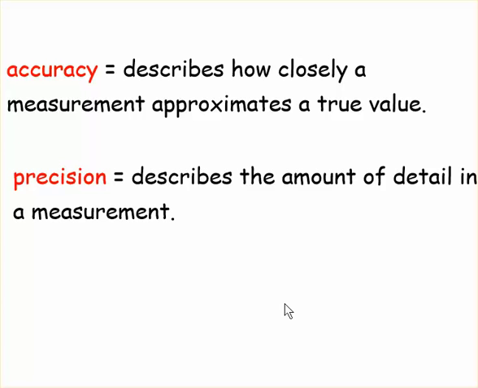Precision deals with the amount of detail in a measurement. So if I say that my dog weighs 60.001 pounds, that's a very precise measurement, but it's not very accurate if she weighs 64. It's off quite a bit.